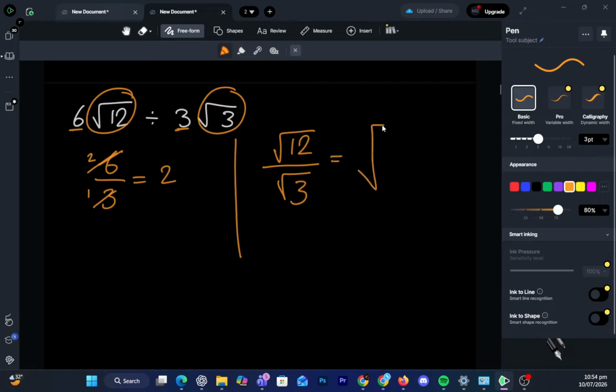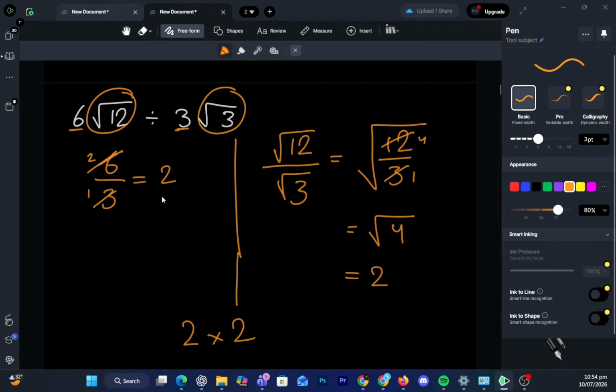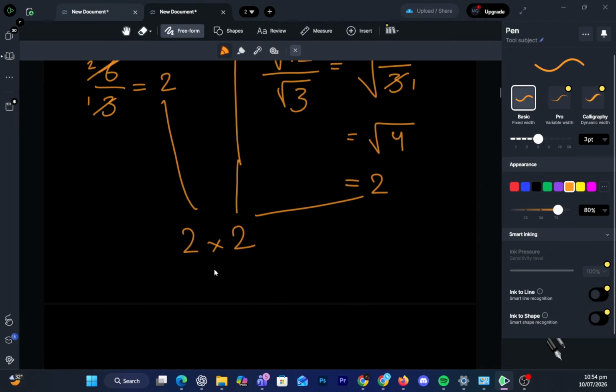So this will become under root 12 over 3. 3 into 1 is 3 and 3 into 4 is 12. So this will become under root 4. And under root 4 equals 2. Finally, 2 into 2 is 4. So the final answer is 4.